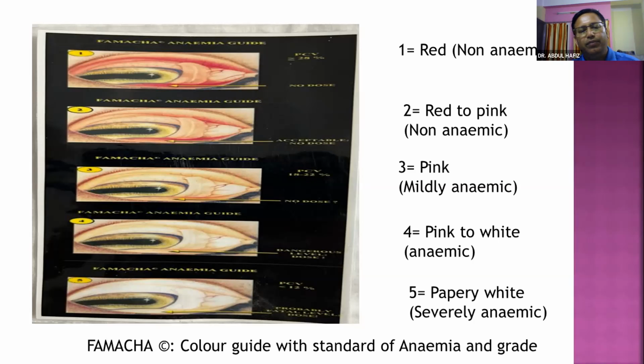And side by side, fecal egg count, PCV percentage and hemoglobin we can also correlate, so that we can reduce anthelmintic resistance. If we use it in all cases frequently, every 2 months, 3 months like that, it will develop anthelmintic resistance. So this FAMACHA card will help to reduce the spread of anthelmintic resistance. That means for 1 and 2 we have to avoid the drugs, and for number 3, 4, 5 we can use the anthelmintics.